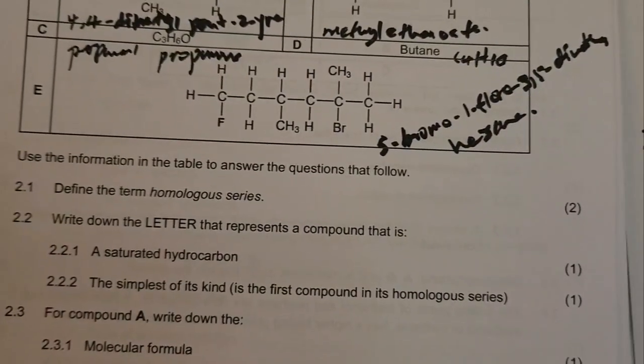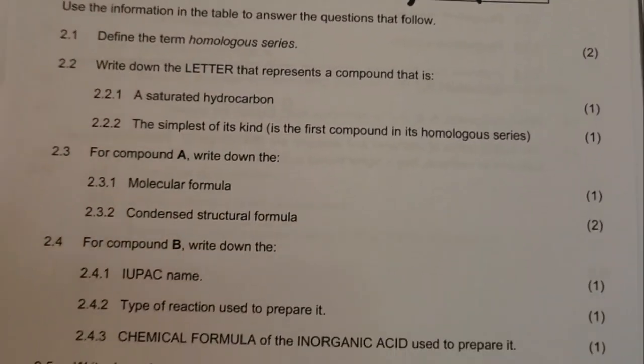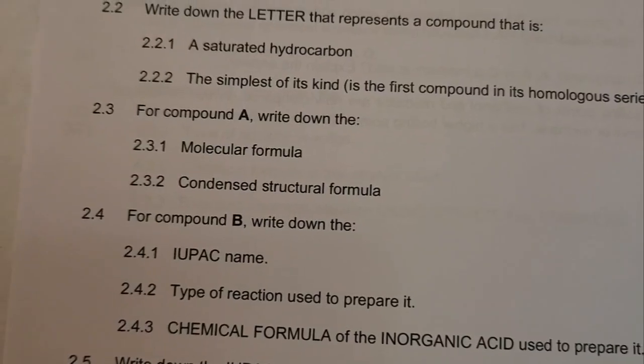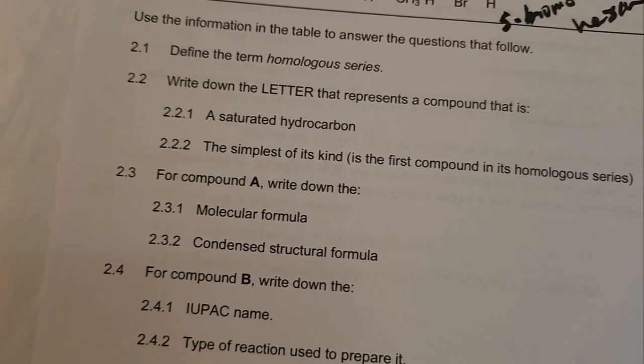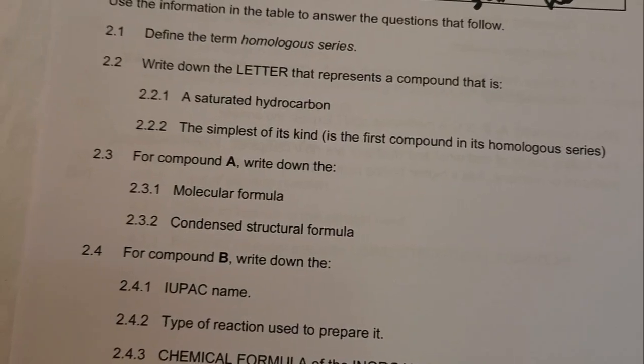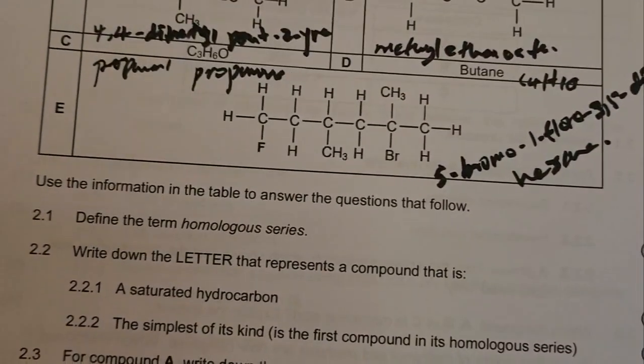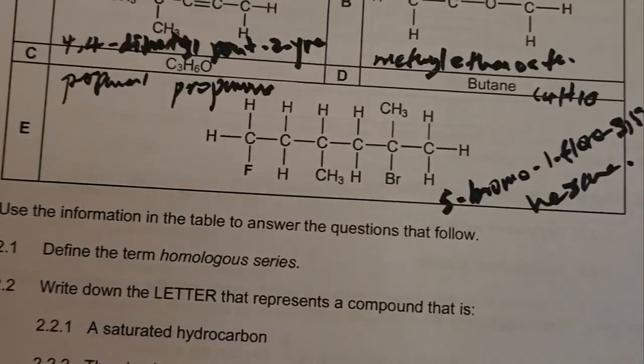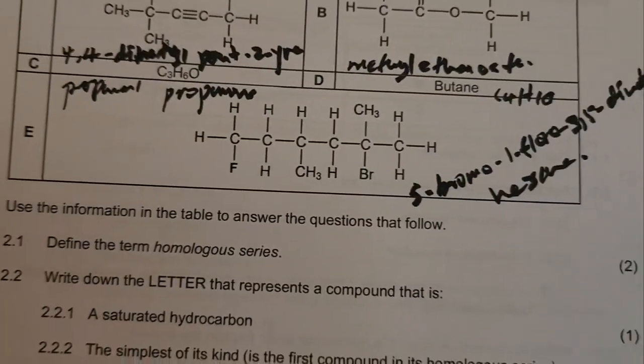And 2.3, they say to us, for compound A, we focus on compound A, remember, we have already analyzed it. Write down its molecular formula. So we said 1, 2, 3, 4, 5, so it's C5.